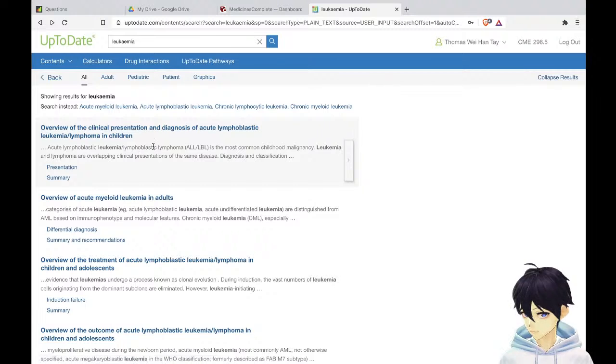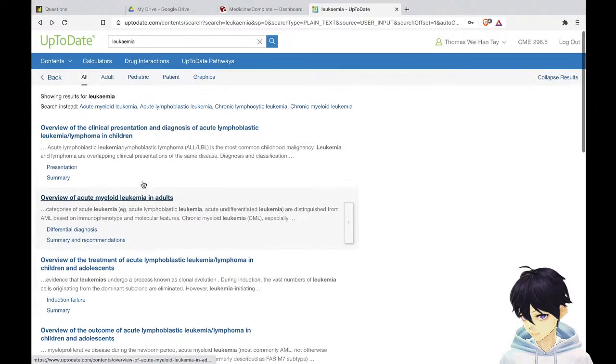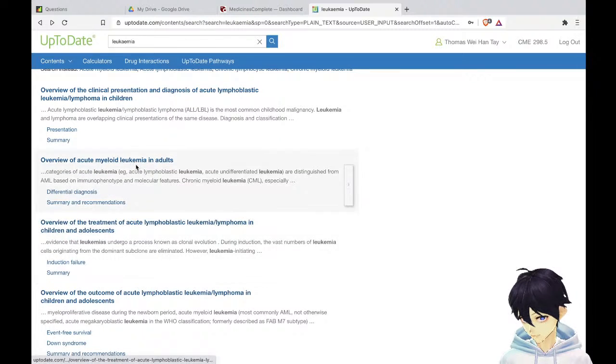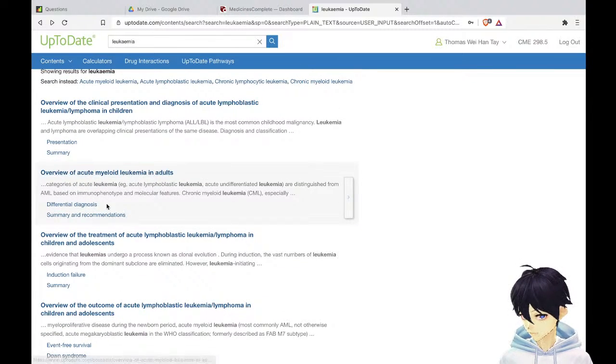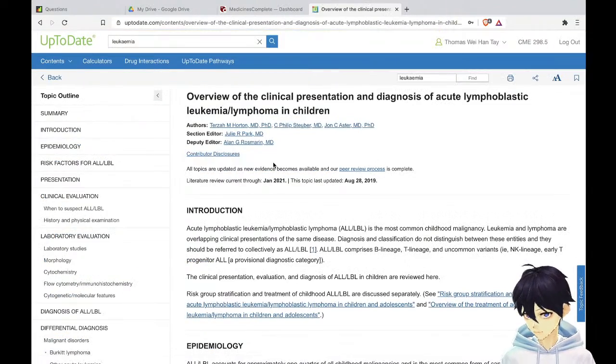Overview of the clinical presentation and diagnosis of acute lymphoblastic leukemia or lymphoma in children. I've read this one. So I've gone through acute myeloid leukemia. I'm going through acute lymphoblastic leukemia.